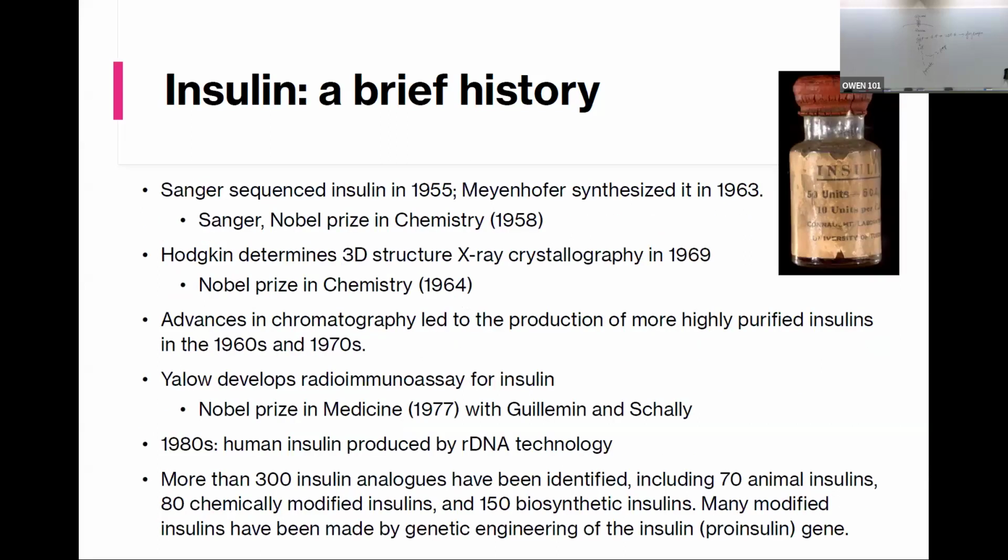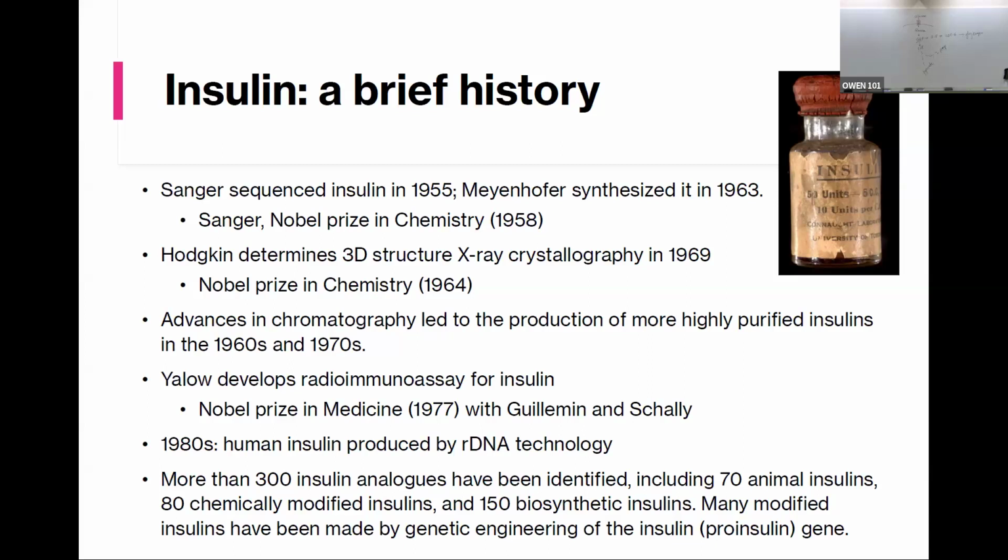And then the sequence of insulin was determined by Sanger. You know Sanger, right? Sanger sequencing, nowadays used for DNA. The same guy actually sequenced protein before, and of course, he got a Nobel Prize for that. And then the crystal structure was found by X-ray crystallography in 1969. That's another Nobel Prize there.